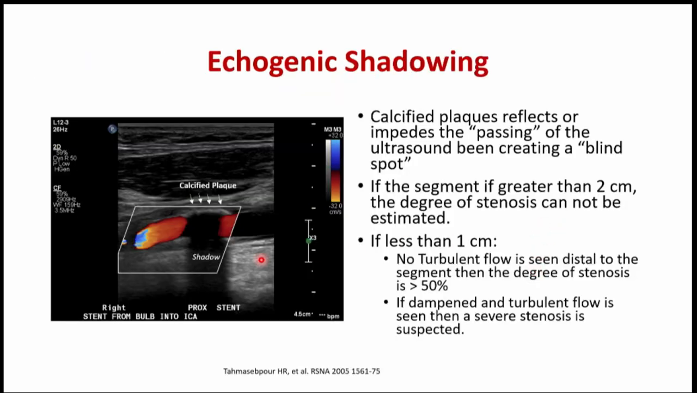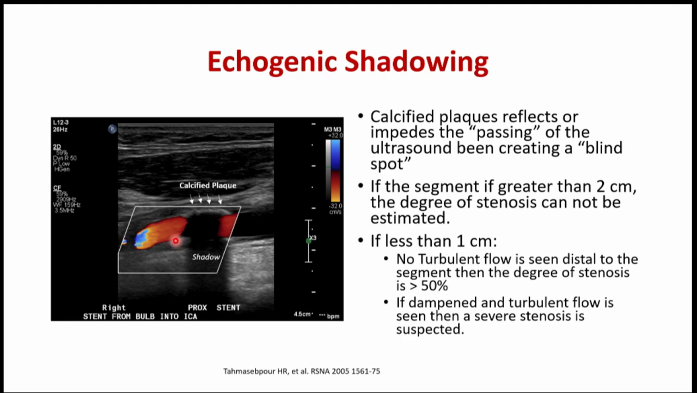What happens when we have a plaque? And this is where it gets a little tricky. Here what we see is a very calcific plaque, and what's causing is echogenic shadowing. In other words, the ultrasound cannot get through that plaque, and what you see is void. You don't see anything behind it. Well, you cannot take a velocity measurement at that point. So what you have to do is take your velocity before and after.